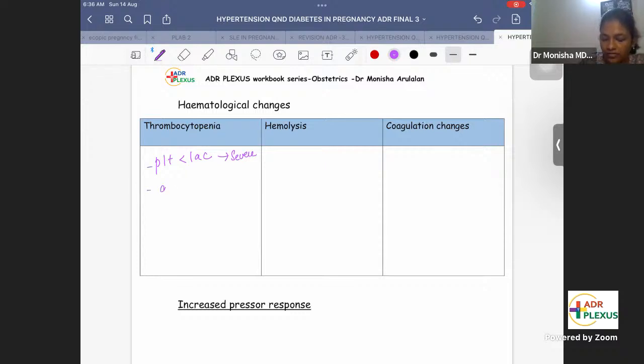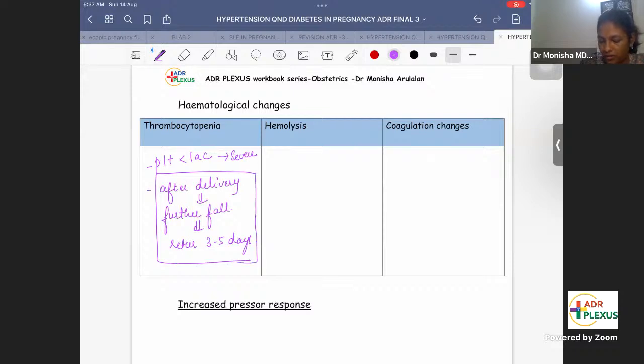And remember, after delivery the platelet count will fall further and return to normal only after 3 to 5 days. This is a very important thing to remember. So after delivery, if you're serially monitoring and you see her platelets are falling, it doesn't mean you're going to give a platelet transfusion. You have to wait up to 3 days, at least 72 hours. Then, if it is very low or if they present with excessive bleeding, think of a platelet transfusion.